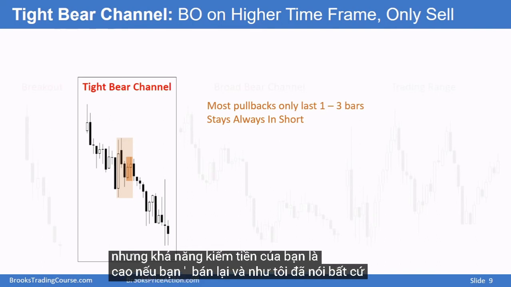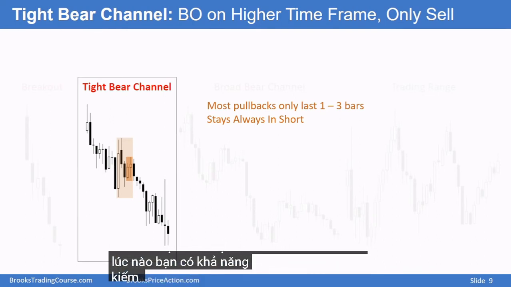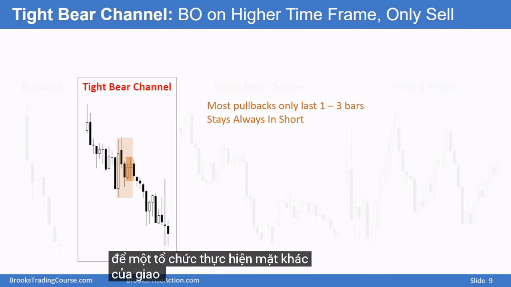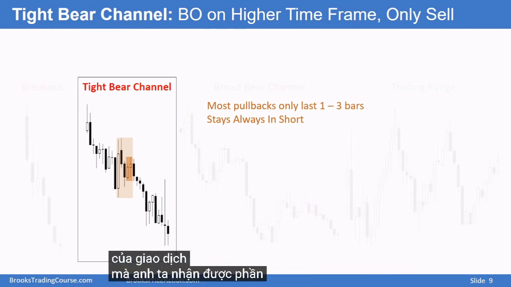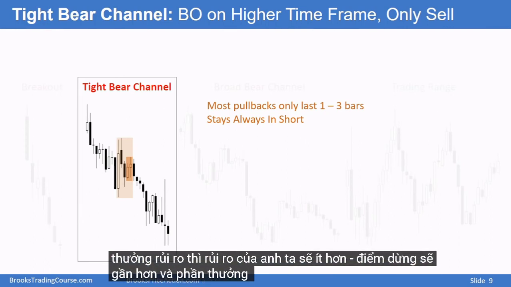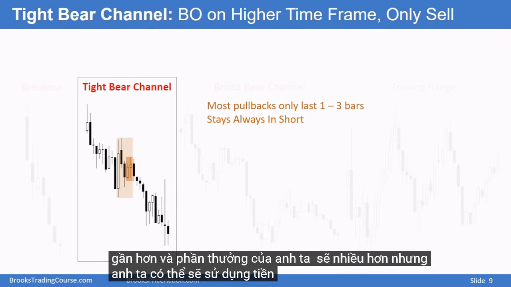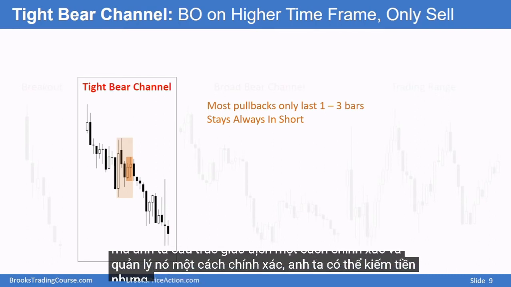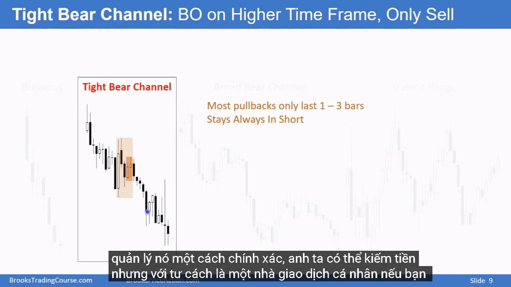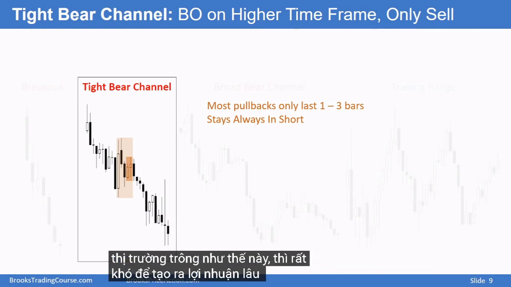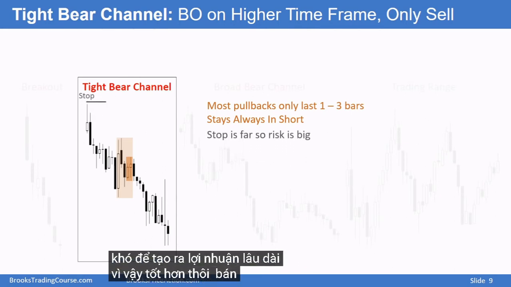And as I said, anytime you have a high probability of making money, there has to be a reason for an institution to take the other side of the trade. He gets risk reward. His risk will be less, his stop will be closer, and his reward will be more, but he'll probably lose money. If he structures the trade correctly and manages it correctly, he can make money. But as an individual trader, if you see a market that looks like this, it's very difficult to structure a profitable long, so it's better only to sell.